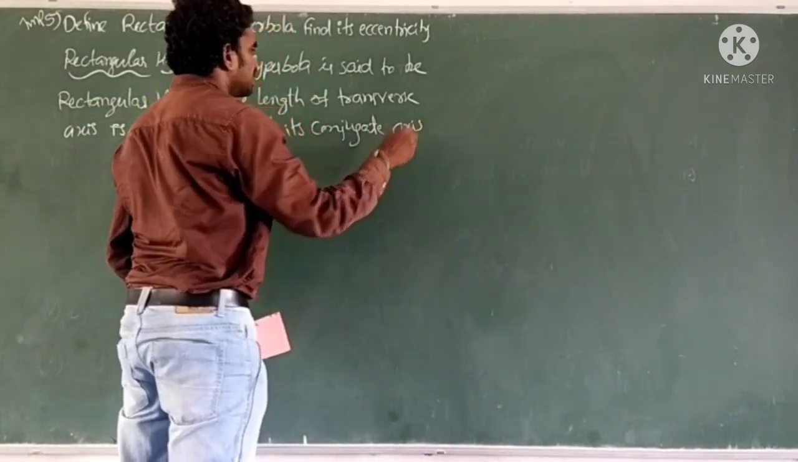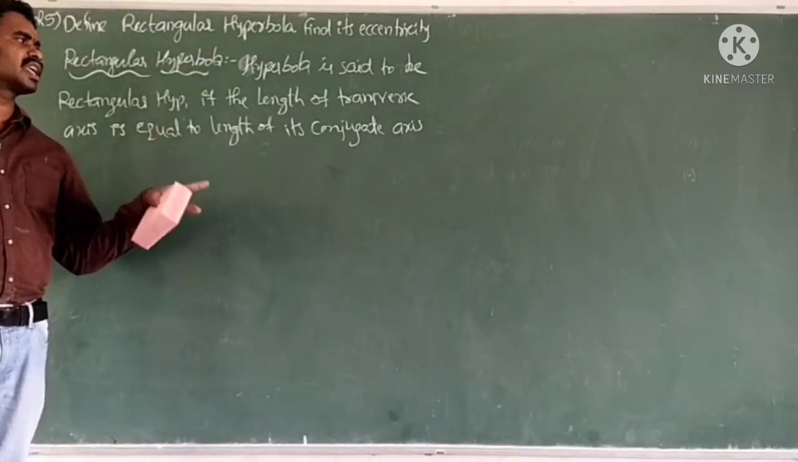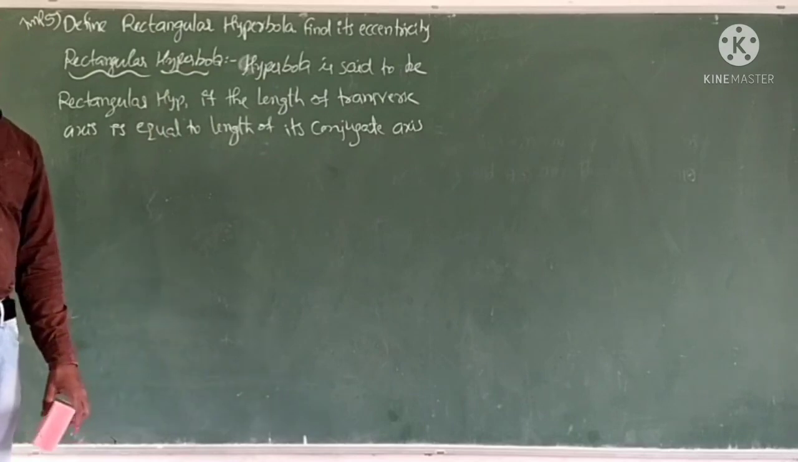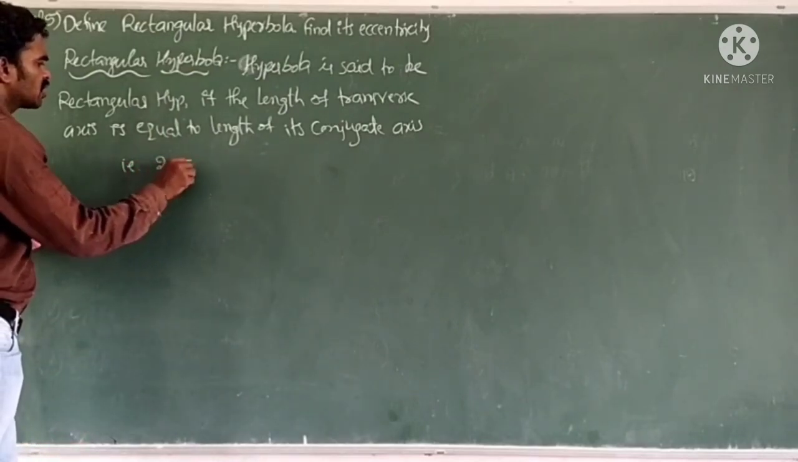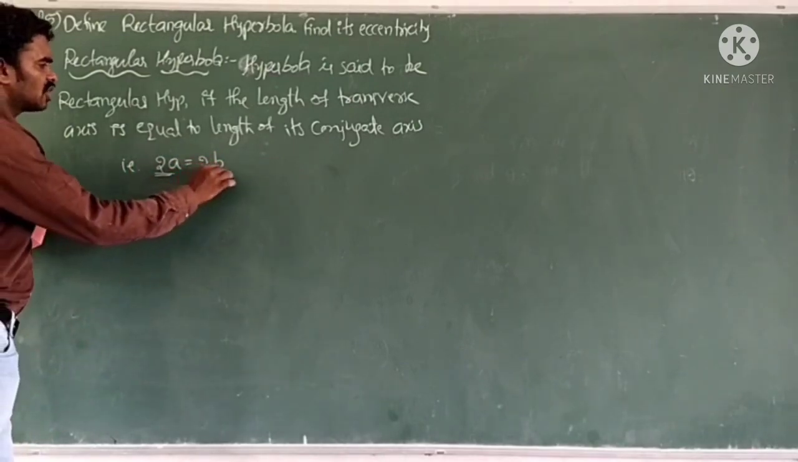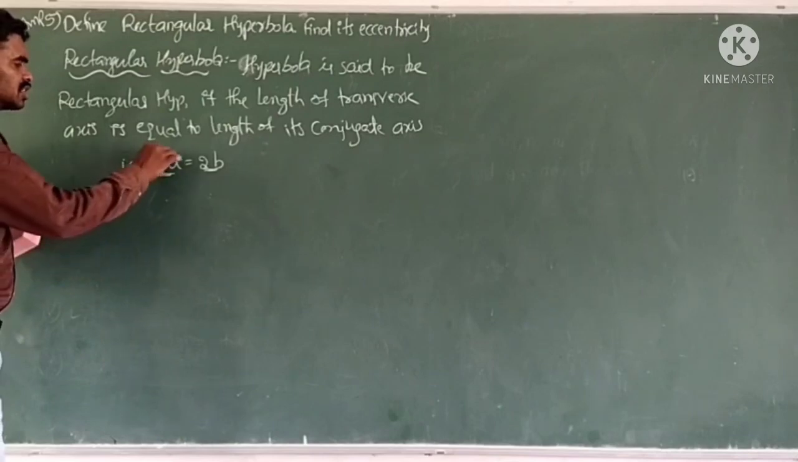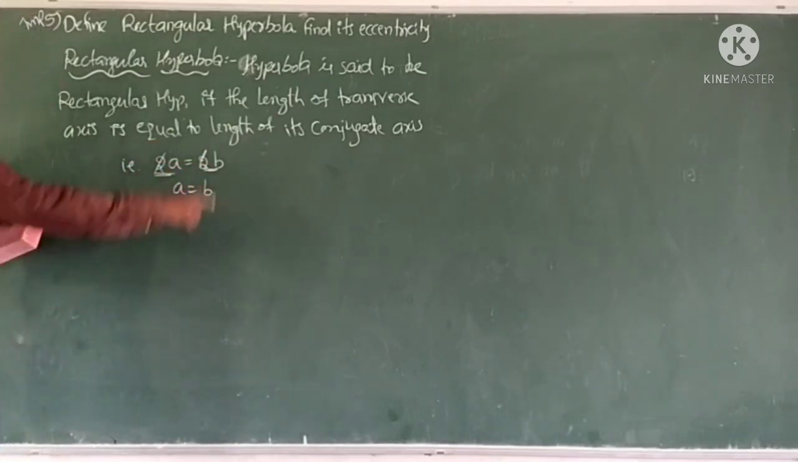Generally we have two axes, one is transverse axis, one is conjugate axis. If both lengths are equal, that is called rectangular hyperbola. That is 2a is equal to 2b, because the length of transverse axis is 2a and the length of conjugate axis is 2b. So that is the condition. By cancelling we get a equal to b. And what is the second question?